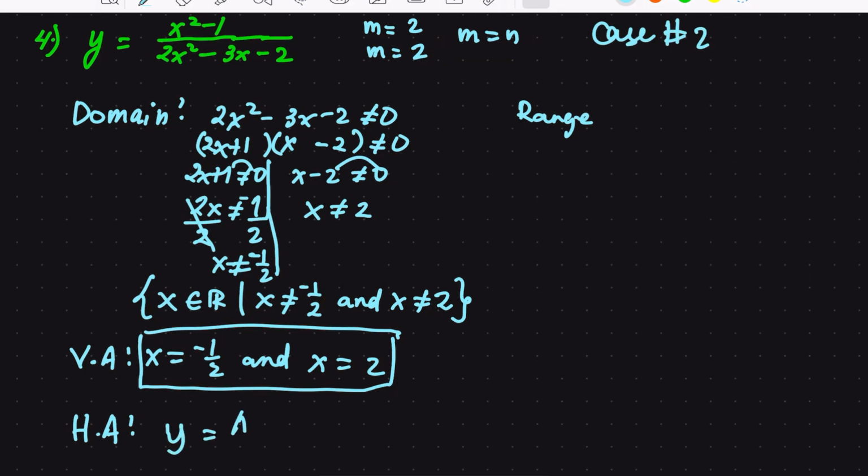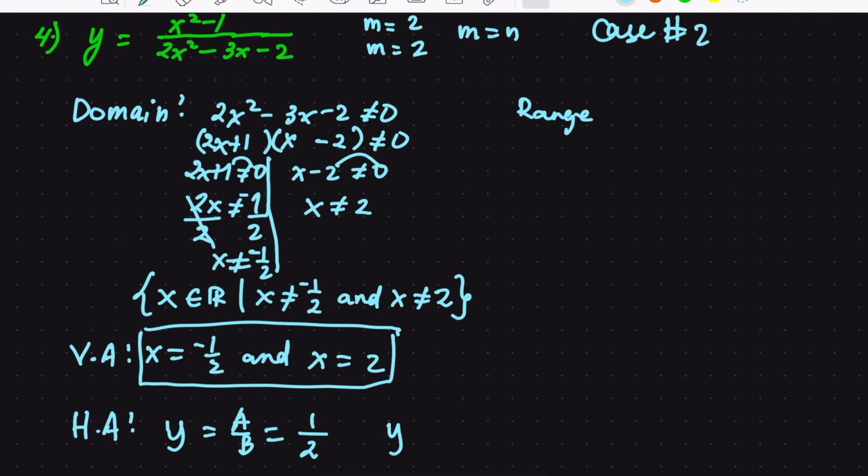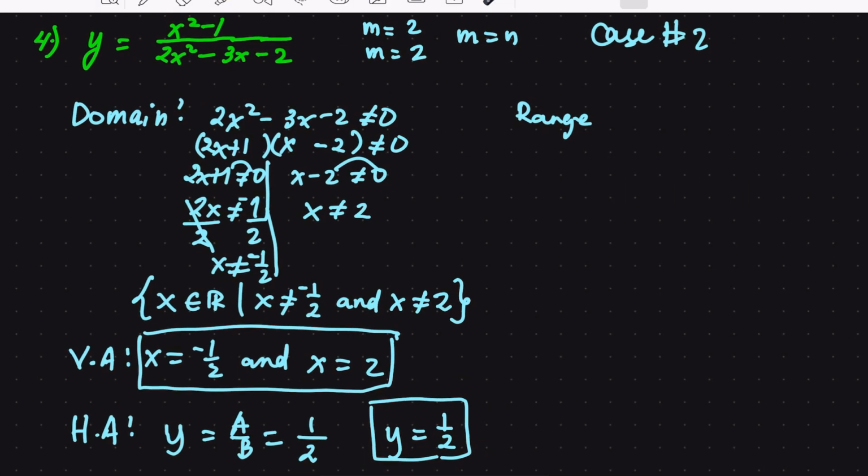Y is equal to A over B. Okay? So, our A is 1. Our B is 2. Ang leading coefficient sa numerator ay 1. Ang leading coefficient sa denominator ay 2. So, our horizontal asymptote, y is equal to 1 half. Okay, range. Sa range naman, tignan natin kung may kapartner si 1 half. Hanapin natin si x.